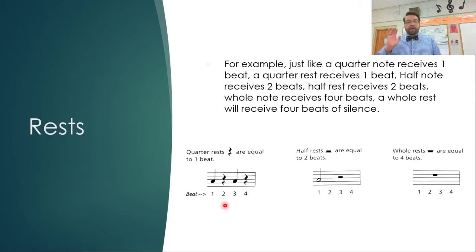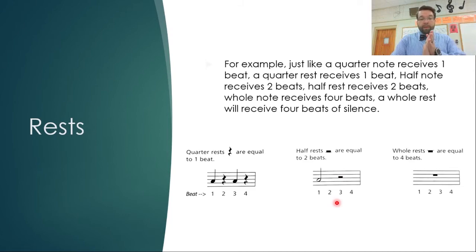Half rests have 2 beats of silence. So if we were to play the second exercise here, as indicated by my laser pointer right there, it would sound like this. 1, 2, ready, and da. So 2 beats of silence. Now for the whole rest, it's just silence all the way through. 1, 2, 3, 4.